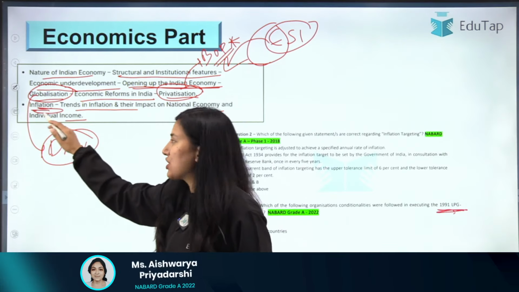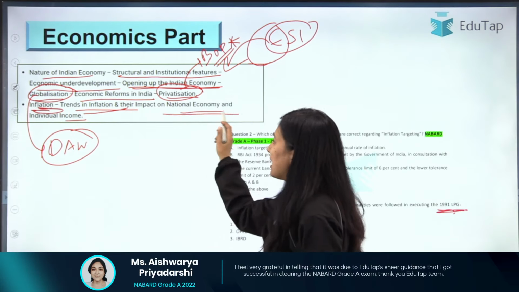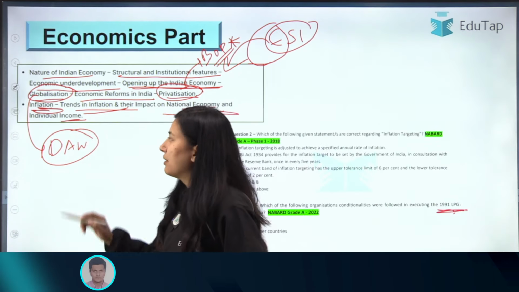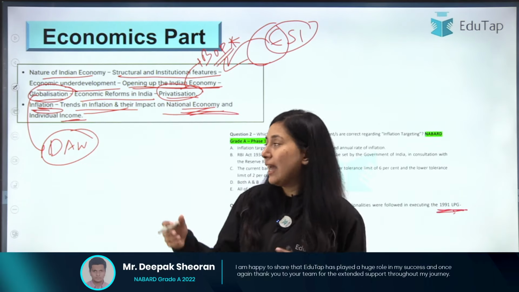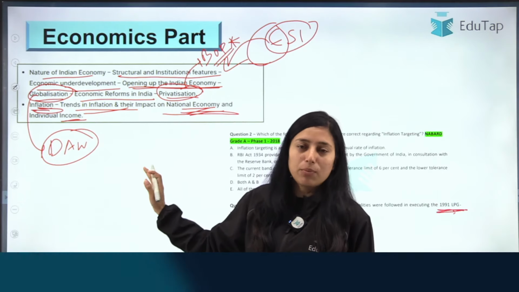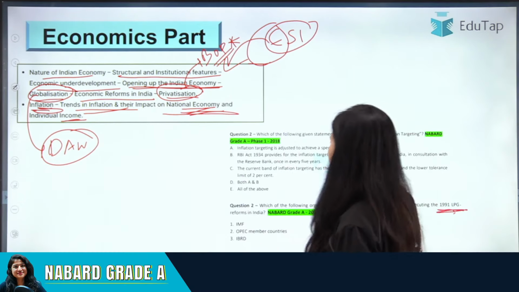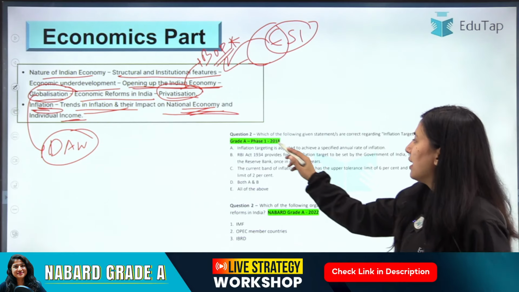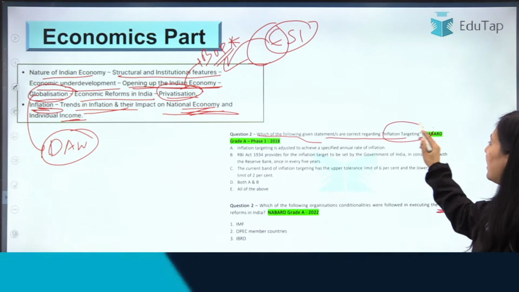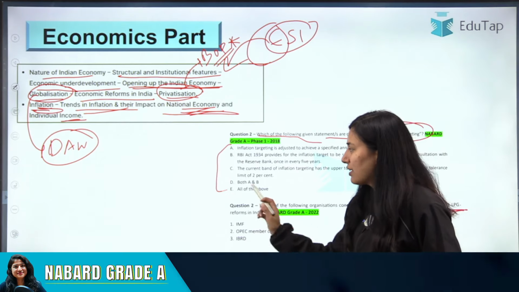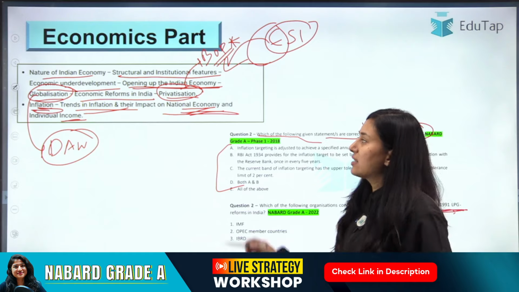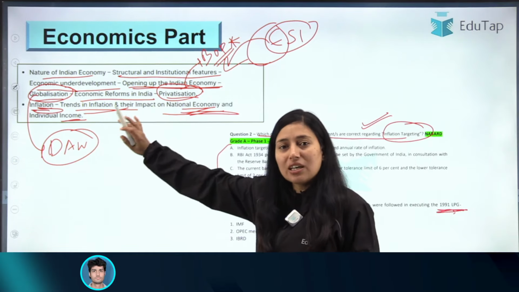You should know what is inflation, what are the trend in inflation, then national economy, impact of inflation on national economy and individual income. So how the inflation is impacting the national economy and individual income. So this is again a very important topic. And you can see, I have put the example of previous year question. Here in 2018 question was, which of the following given statement are correct regarding inflation targeting? So again, options are given to you. So inflation is important, which means this question shows that this topic is important. You should have the thorough knowledge of it.